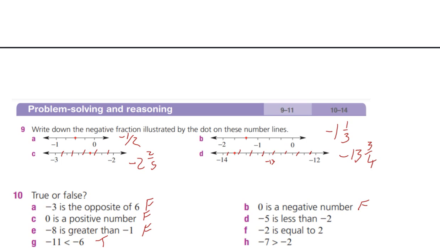Minus 5 is less than minus 2. That is true. Minus 2 is equal to 2. That is false. Minus 7 is greater than minus 2. That is false.